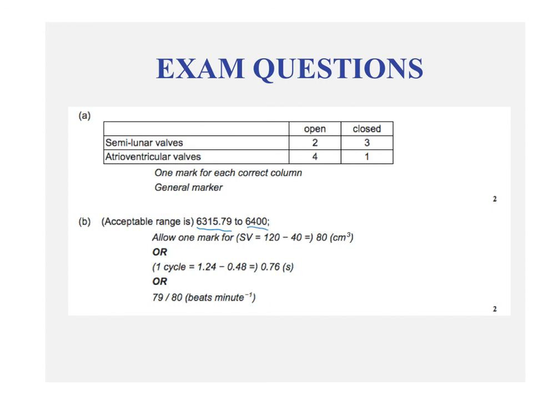6,315.79 and 6,400, but you could have got a mark for saying that the stroke volume is 80 centimetres cubed, or using that equation. You could have said that the length of a beat, the heartbeat duration, is 0.76 seconds, and therefore the heart rate is 79 or 80 beats per minute. And there's a range of answers you could get here, so check that yours lies in between them. And if it doesn't, maybe you need to look at a graph more effectively or clearer. Maybe you just need to work on your rounding skills.